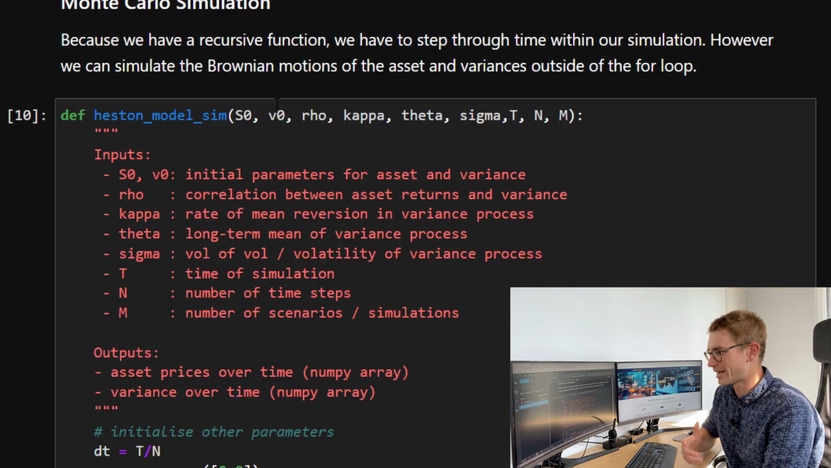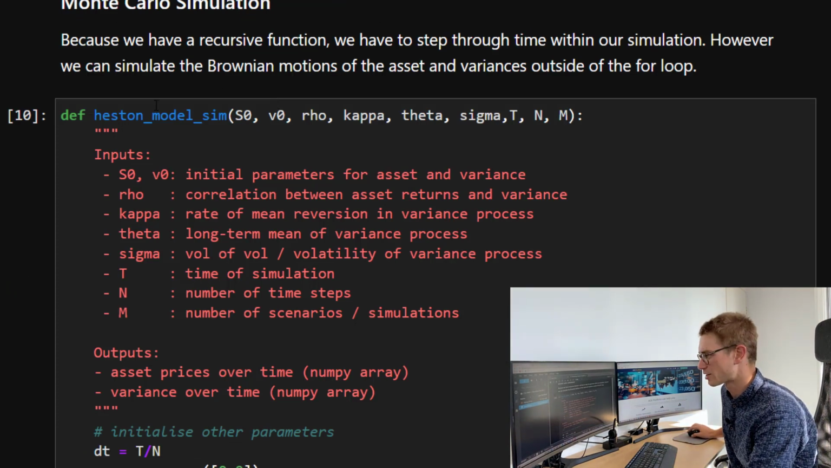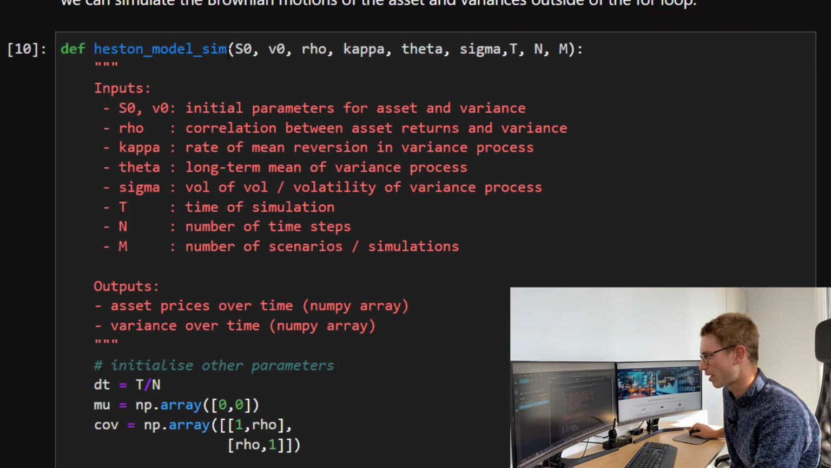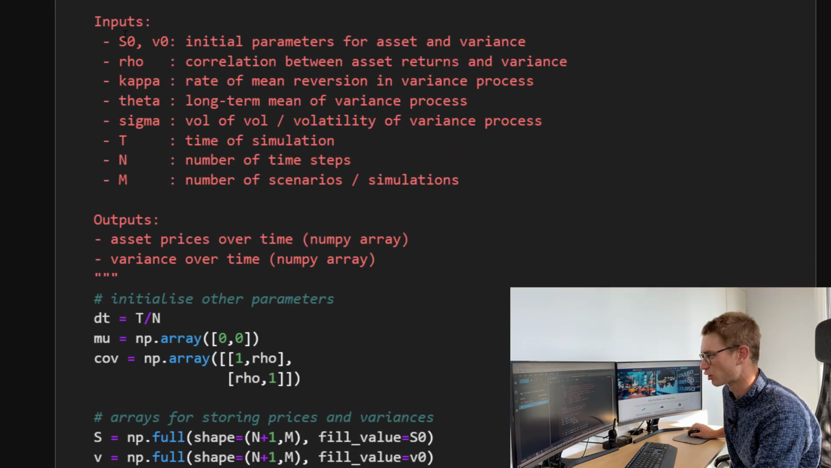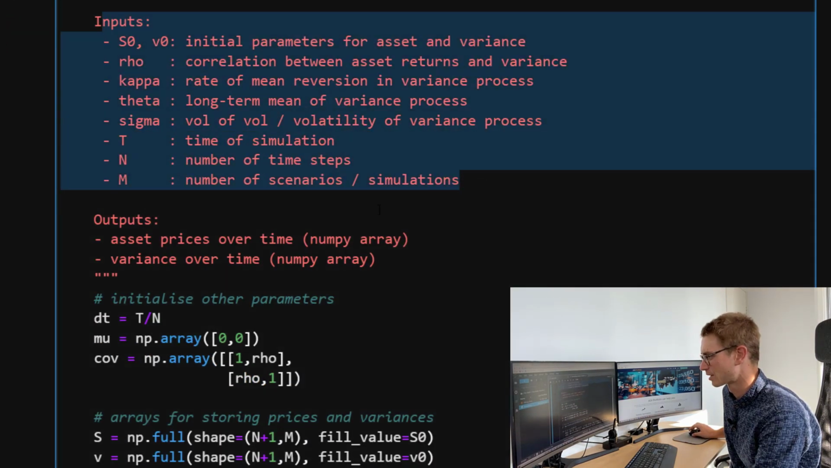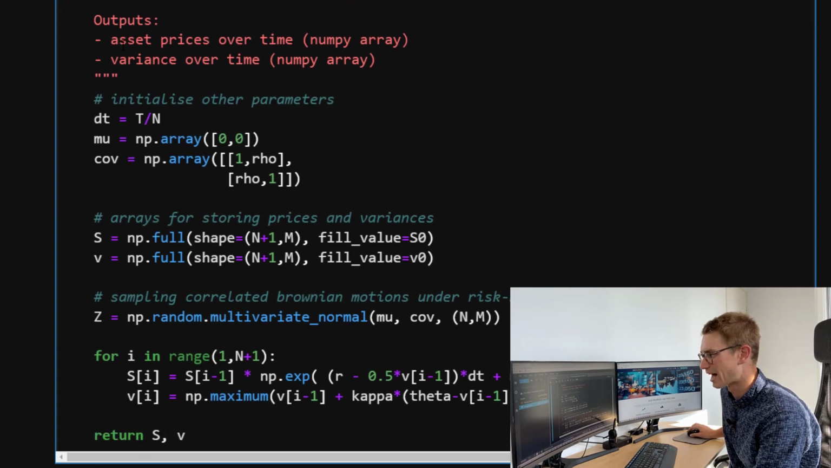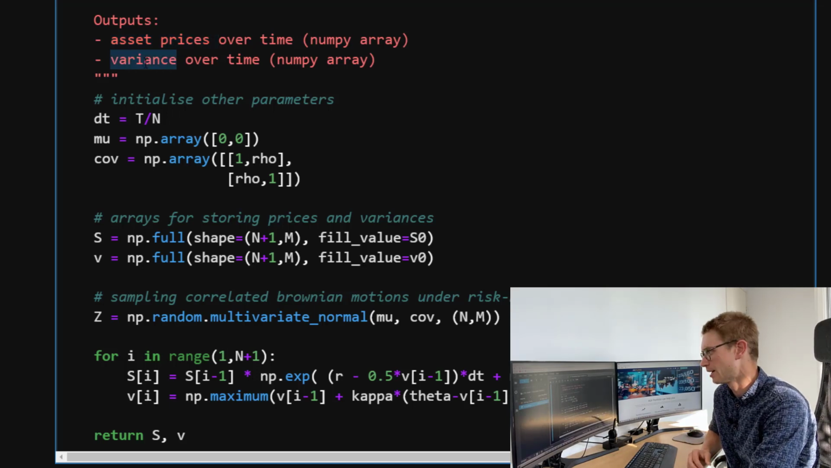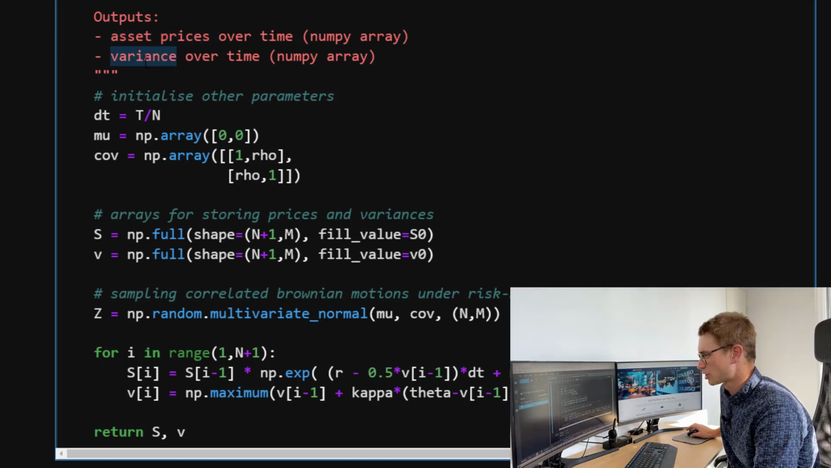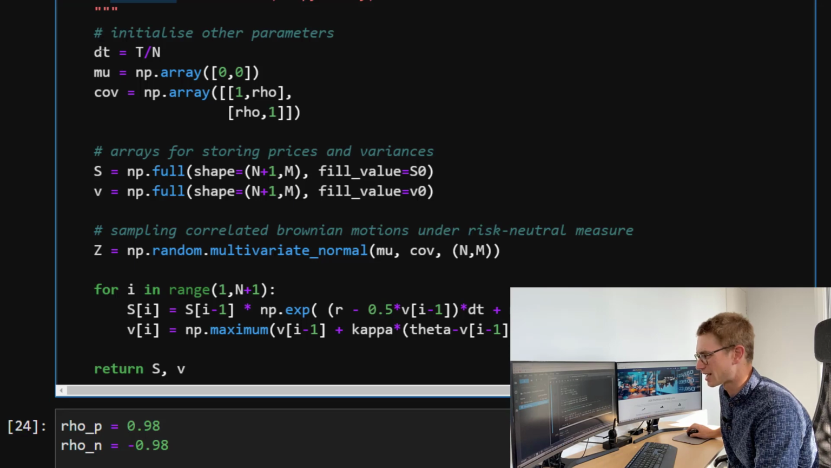So now onto the Monte Carlo simulation. I've called this model the Heston model sim, and we're taking in all those parameters that we saw there, and you can look at the imports here again. Now for the outputs, we're going to want an asset price numpy array over time, and we also want the variance array.